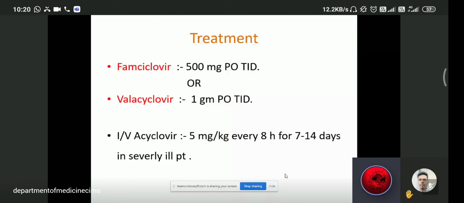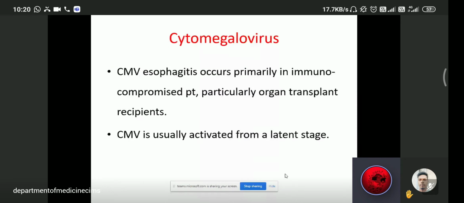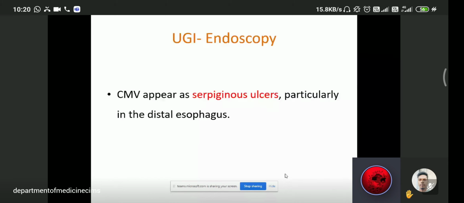Third is cytomegalovirus. It is primarily seen in immunocompromised patients, particularly organ transplant recipients. It is more common in this group. Cytomegalovirus is usually activated from a latent stage, like tuberculosis, which is also activated from a latent stage. The upper GI endoscopy finding is a serpiginous ulcer, particularly in the distal esophagus. This is a particular finding in upper GI endoscopy.